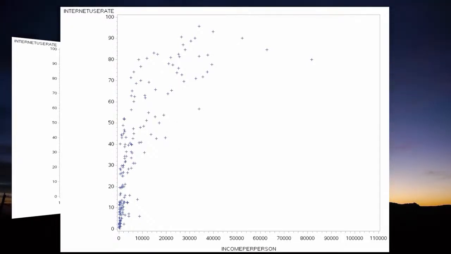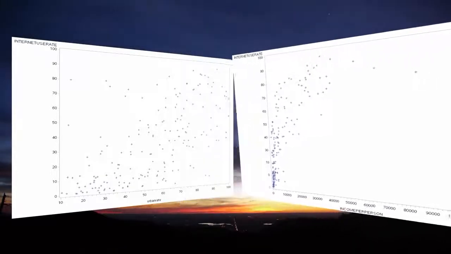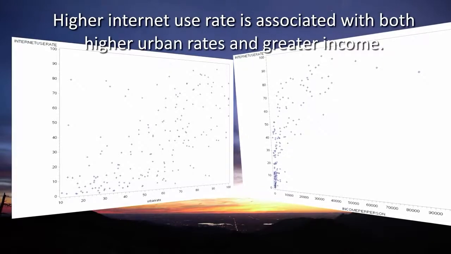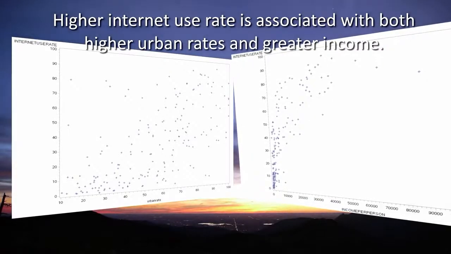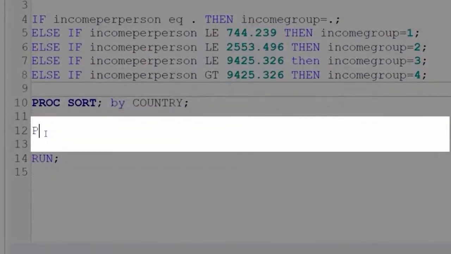From looking at the scatter plots, we can guess the associations are positive. That is, a higher internet use rate is associated with both higher urban rates and greater income. Now let's find the correlation coefficient. To do this in SAS, we only need to add one line of syntax to the program.